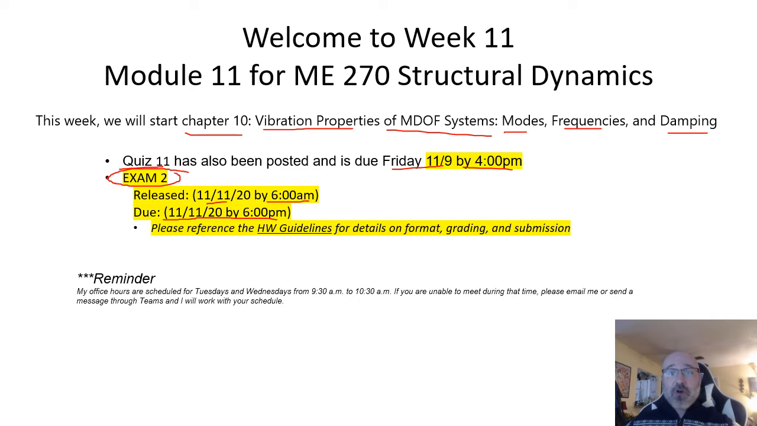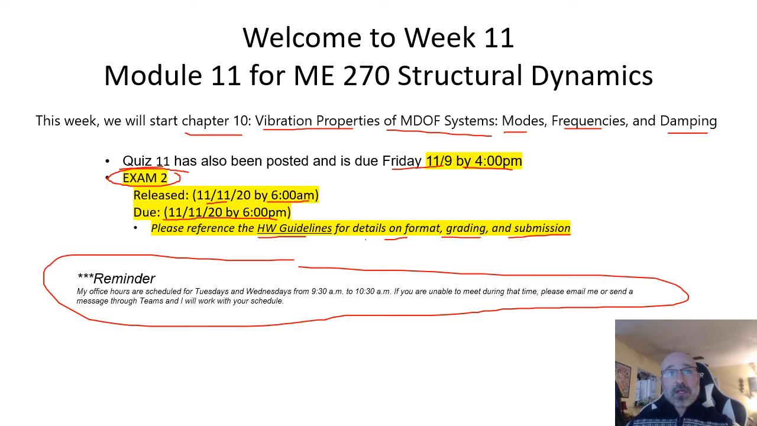This is going to be the same format as exam number 1 and your homework assignments you guys have done before. So please reference back to the homework guidelines for details on your formatting, grading, and submission. And just a reminder, this week, as every week, I have office hours on Tuesdays and Wednesday mornings from 9:30 a.m. till 10:30 a.m. But if these times don't work for you, just send me a message, an email, a chat through Teams, and we can set up a time that works well for both of us.